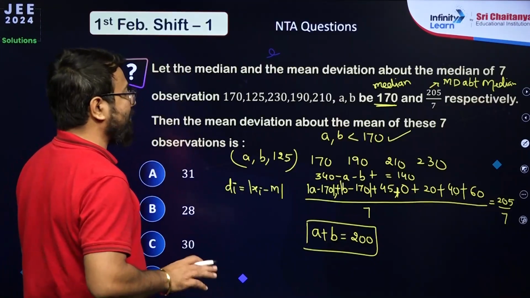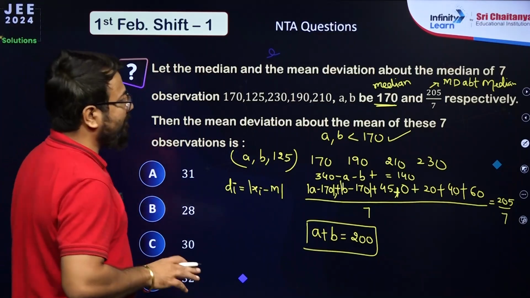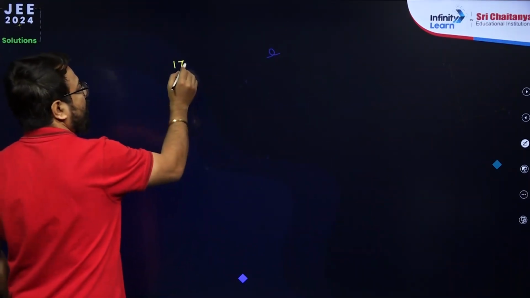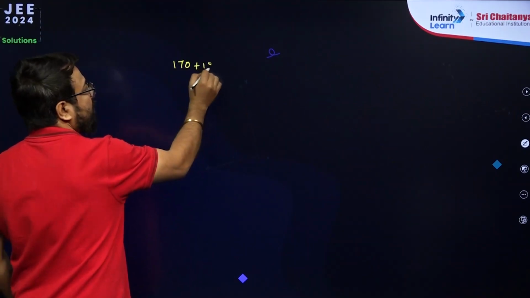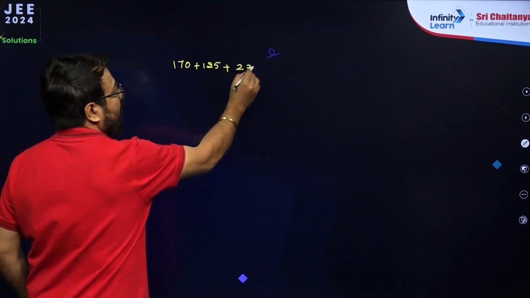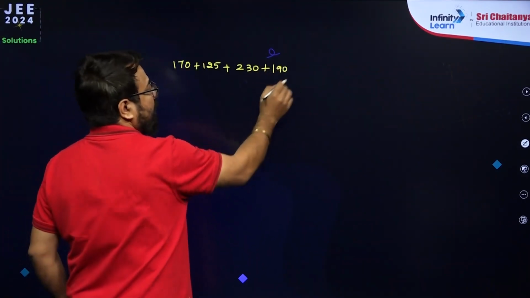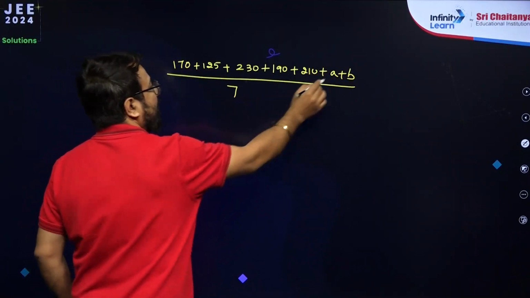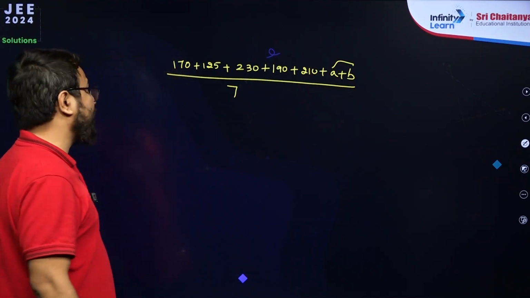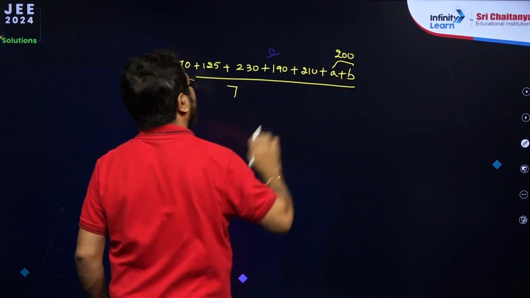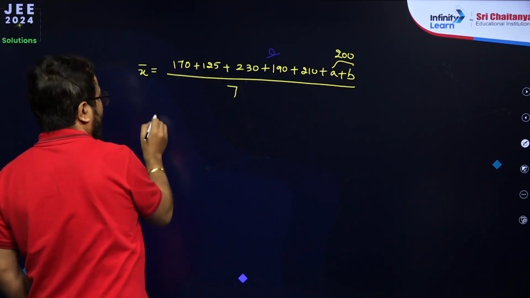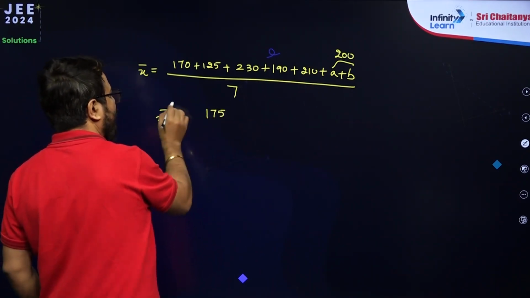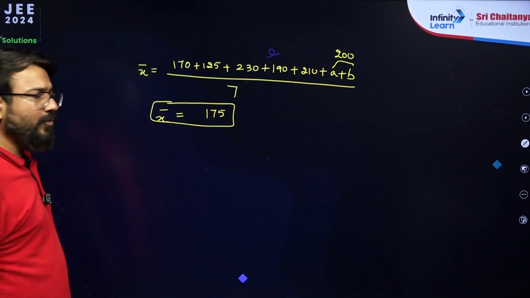If they're asking the mean deviation about the mean, so let us calculate the mean of this data as well. So to calculate the mean, it is 170 plus 125, and then it is 230, then it is 190, then it is 210, then it is A, and then it is B, whole divided by 7. Instead of A plus B, can we write 200? Yes, we can write 200 because here we already have determined 200. Now we need to find the mean of this data. Are you able to understand how will I be able to get the mean? So after evaluating all these values, I will be able to write the mean of this data as 175. I hope you are able to understand.